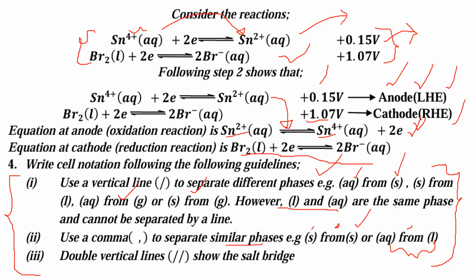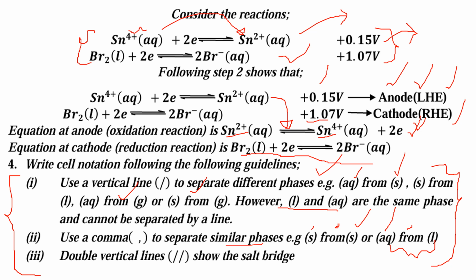We only use a straight vertical line when you're having two different states, a solid and a liquid, or a solid and a gas, or a liquid and a gas. That's when you're going to use a straight vertical line. But when you're having things existing in the same state, such as solid and solid, and also aqueous and liquid, we are going to be using commas.